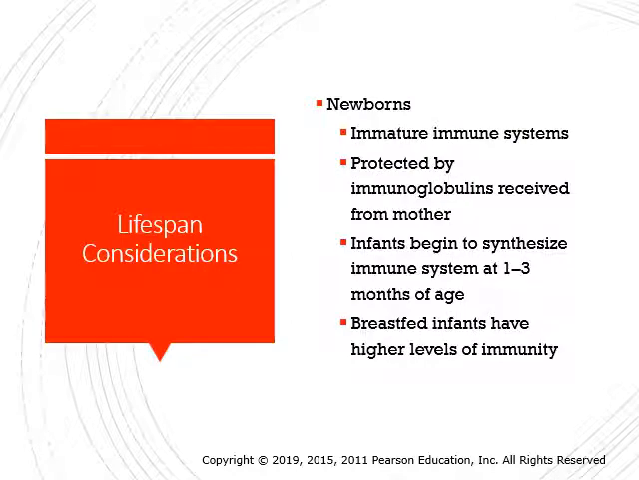Okay, lifespan considerations in infection. So newborns, they have immature immune systems, right? They're protected by immunoglobulins received from mom in colostrum and breast milk, okay? Infants begin to synthesize the immune system at 1 to 3 months of age. So they're getting that stuff from mom in the interim, and then at about 1 to 3 months they start building, okay, their own immune system. And breastfed infants have been shown to have higher levels of immunity than non-breastfed infants.